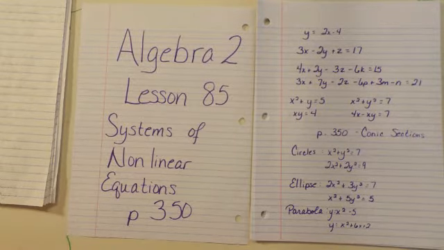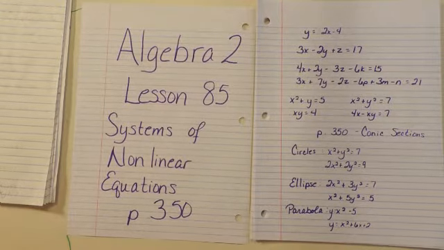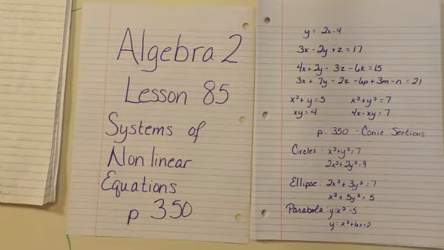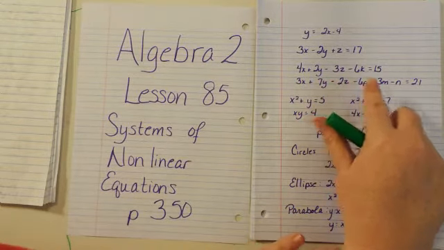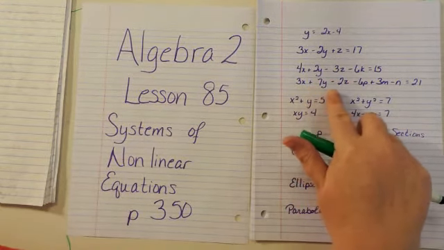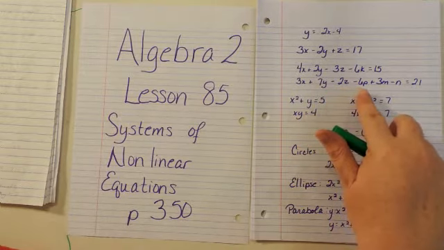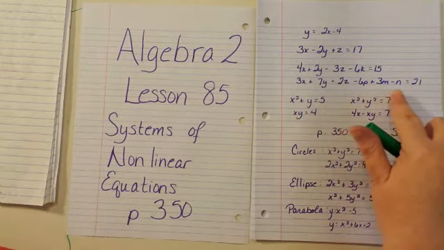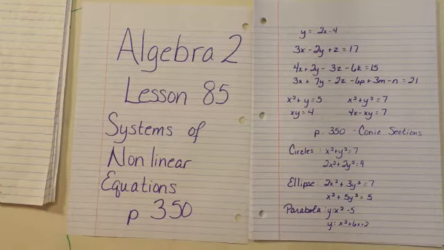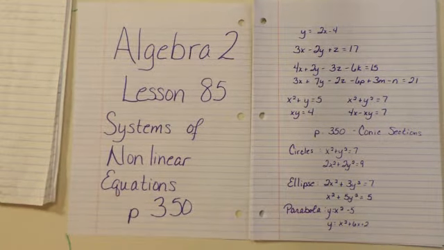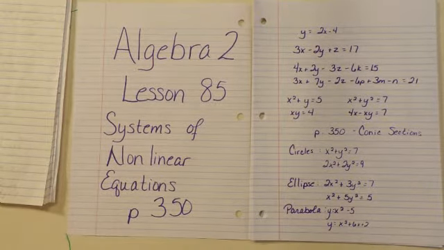Nonetheless, we call this equation a linear equation because it's a first-degree polynomial of two or more variables. Because that's the definition of a linear equation, these are also linear equations: 4x plus 2y minus 3z minus 6k equals 15, and 3x plus 7y minus 2z minus 6p plus 3m minus n equals 21. You don't want to graph either of those two without a really, really expensive computer. But they are linear equations because each of the terms is just 1 degree and there are two or more variables.